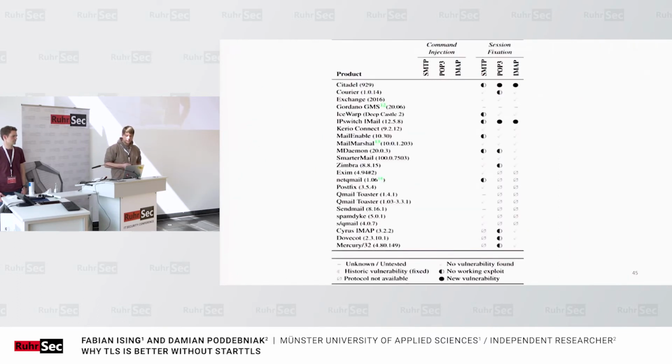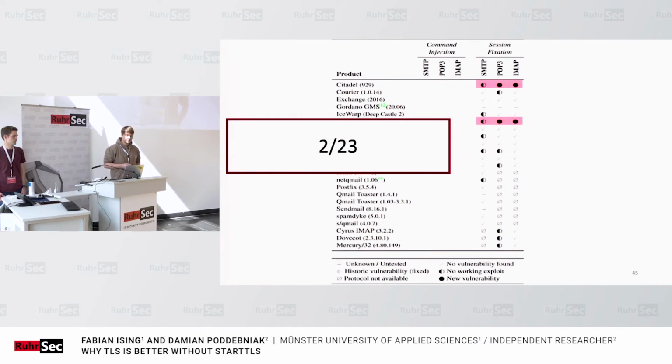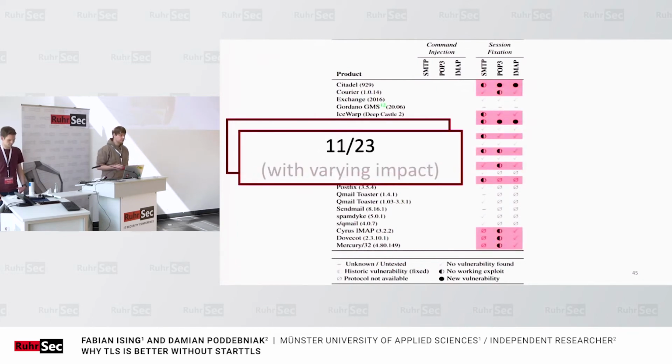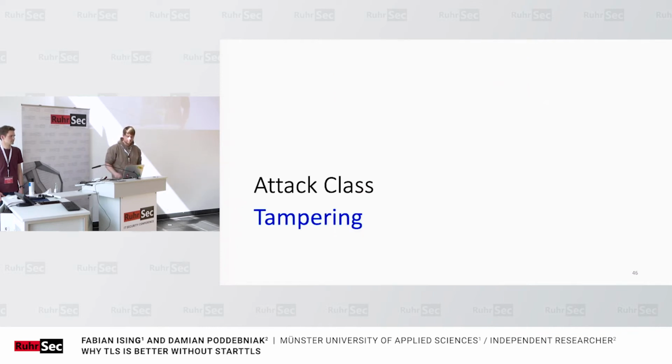We found that we can exploit two email clients with session fixations to obtain user credentials. But in 9 additional cases, we saw at least fragments of session fixations with not so clear impact for security, or at least where we could not come up with a working exploit. And the next class is tampering.